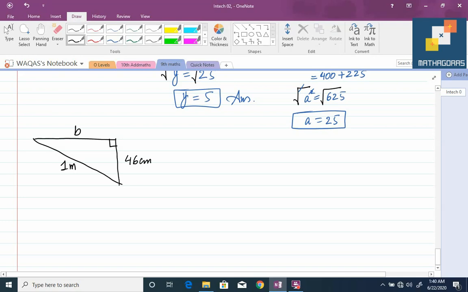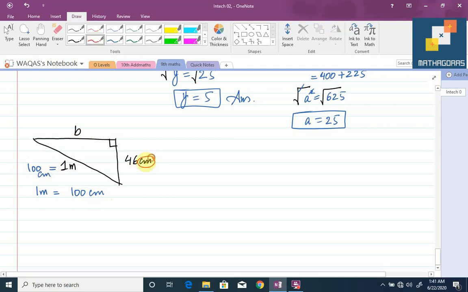Now this question, B, 46 centimeter and 1 meter. Now you notice that B has no units. Why? Because there are two different units. You cannot solve a question with two different units. You need one unit for one question. Now we need to convert. Either we convert meter into centimeter or centimeter into meter. So we have 1 meter is equal to 100 centimeter, right? So instead of 1, I am going to write down 100 centimeter.